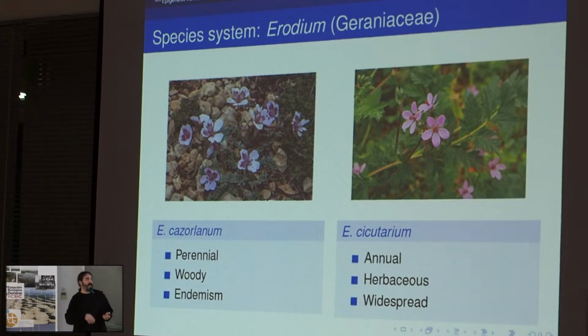In contrast, we have Erodium cicutarium, which is an annual herb. It is herbaceous, not woody, and it is widespread. We can find it in almost all of the Mediterranean basin. It's even an invasive species in the USA, so it has resources. It likes soils that are more developed. It's supposed to be diploid, but some individuals seem to be tetraploid.